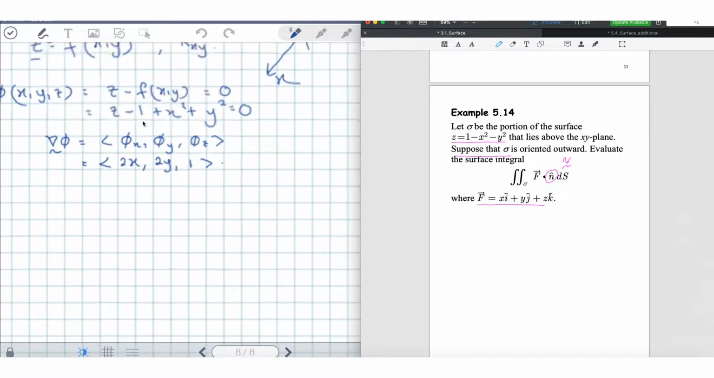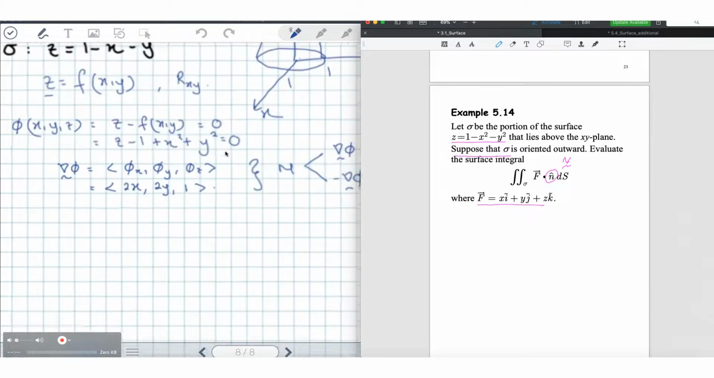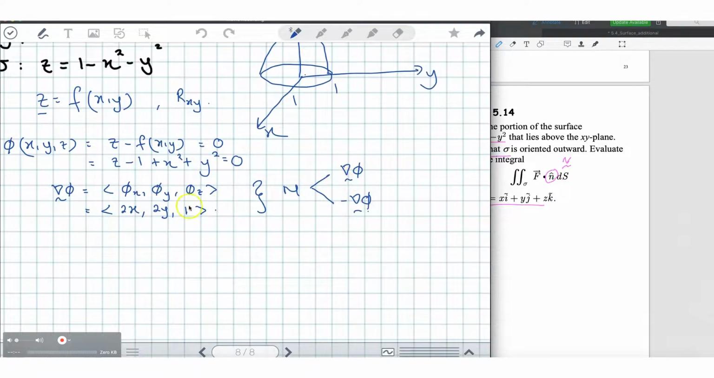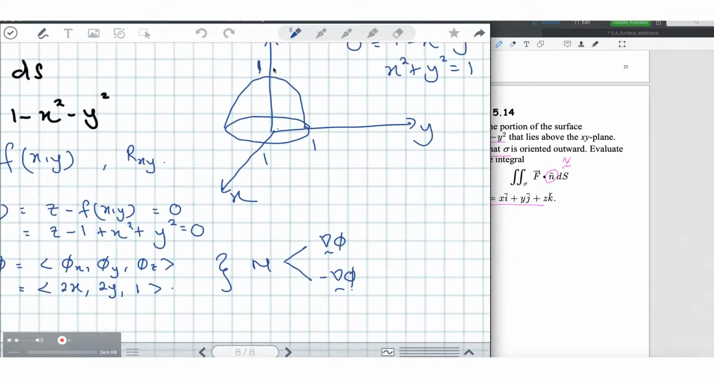And then how about your n? Now ask yourself, is your n the gradient phi itself, or do you have to make it negative? According to the function that you choose here, you have z as a function of x and y. So meaning that in order to determine this, you have to look at the z component, whether it is positive or negative. Then you have to refer to your sketch of your surface.